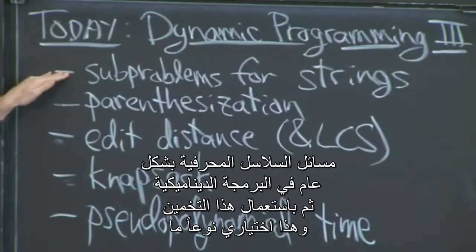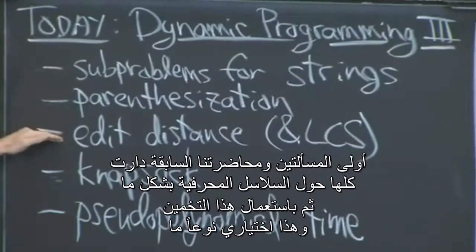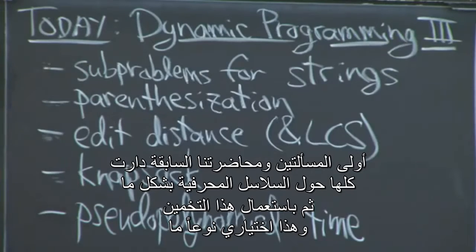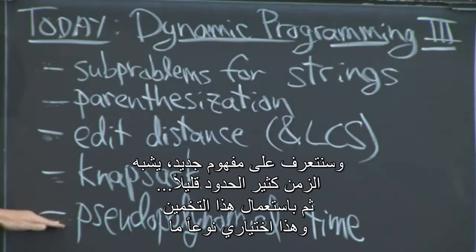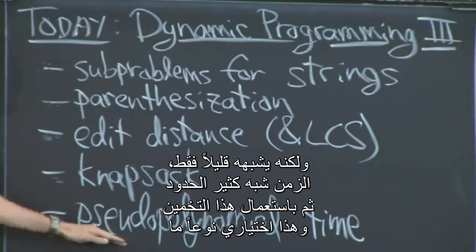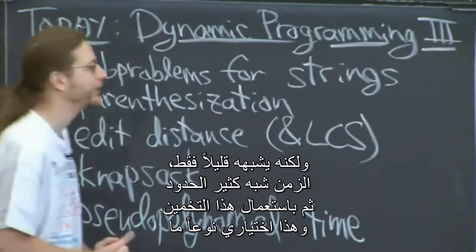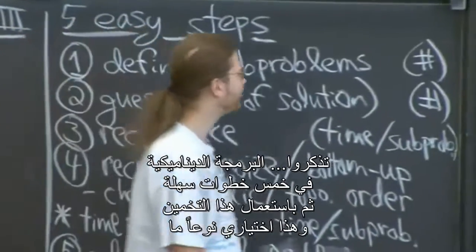One is about how to deal with string problems in general with dynamic programming. The first two and a previous lecture are all about strings in a certain sense, or sequences. And we're going to introduce a new concept, kind of like polynomial time, but only kind of, sort of, pseudo-polynomial time. Remember dynamic programming in 5 easy steps.